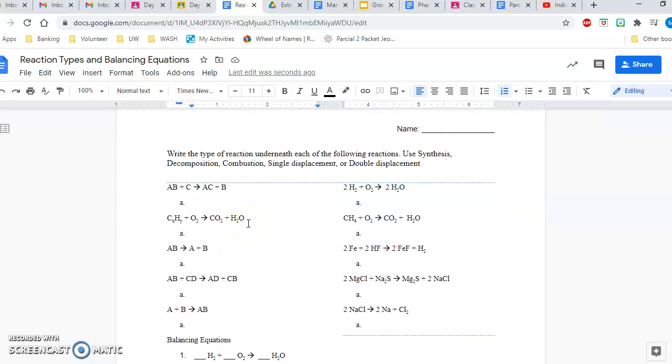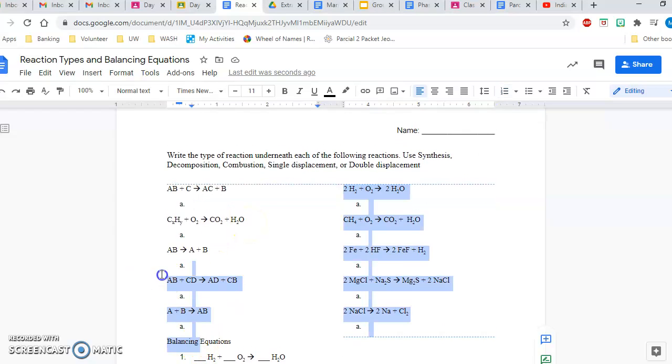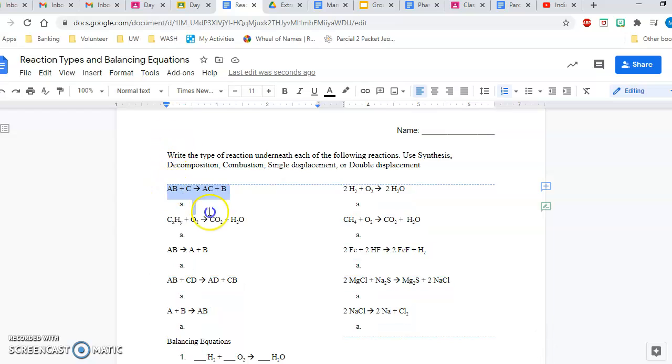What we have on this top part is this left column, which is our general ways that we wrote different reactions. And so we're going to fill these in as synthesis, decomposition, combustion, single displacement, or double displacement. And then we're going to use our generic ones to help us fill in some of these examples. So without further ado, we have AB plus C goes to AC plus B.